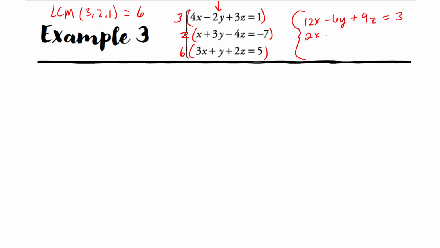We have 2x plus 6y minus 8z equals -7. And we have 18x plus 6y plus 12z equals 30. If you can do this, then you can do any problem with elimination. Does that make sense? That's why I gave it to you. All right. But do you see how we changed it so that we now have a variable to eliminate? Okay. And that variable that we're going to eliminate is, again, y.